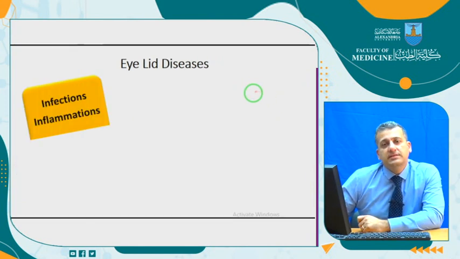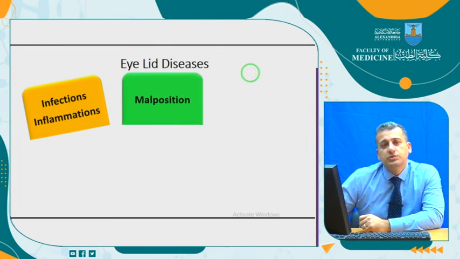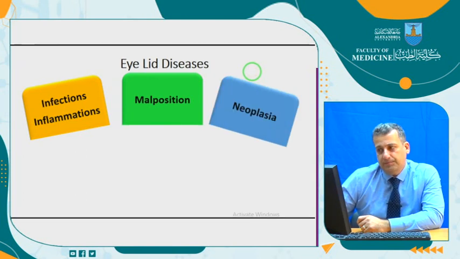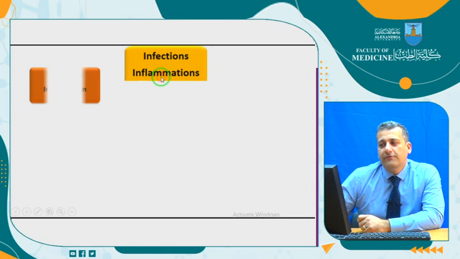What about the eyelid diseases we're going to be talking about today? We're going to talk about the infectious or inflammatory eyelid diseases. There is also the malposition of the eyelid, and we also have the neoplasia of the eyelid. My talk today is going to be about the infectious and inflammatory processes of the eyelid and part of the malposition of the eyelid.